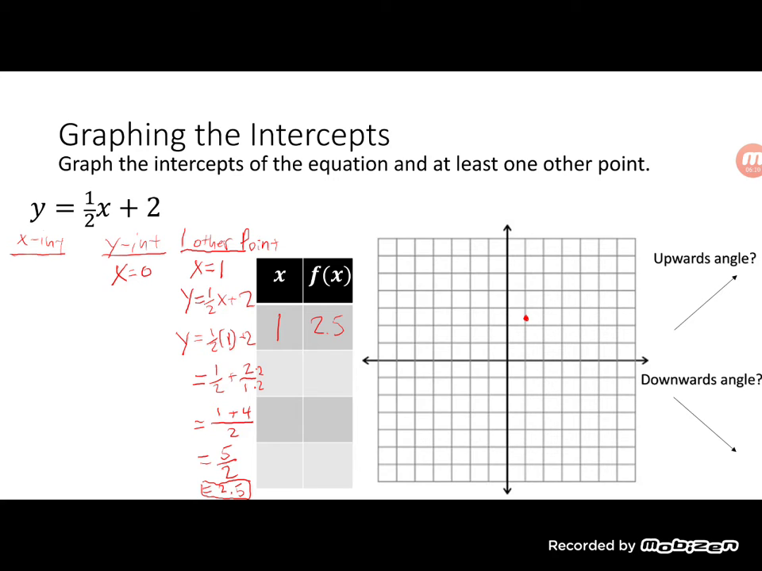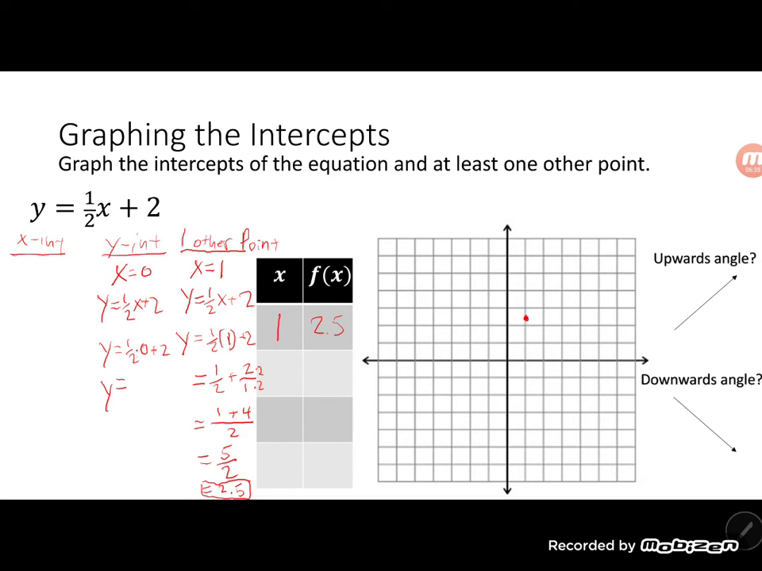So now we can go ahead and carry on just like we did with this process, except now x is equal to 0. So I'm going to write my equation again, and this is just out of good habit, so I know I'm always working with the same equation. And now I'm going to plug in 0 for this. So 1/2 times 0 plus 2. Okay, y is right there.